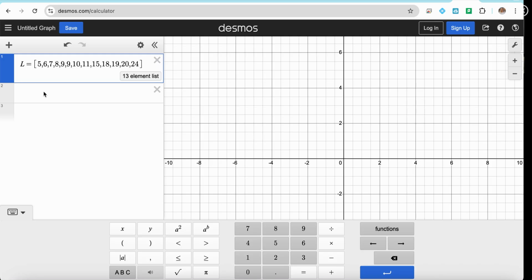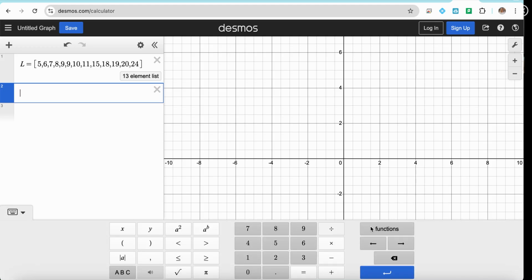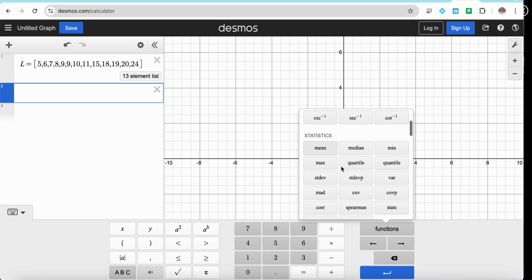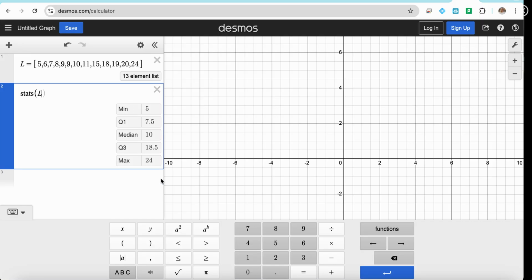Okay, so now we were asked to find the 5-number summary. As a reminder, find that keyboard. If it's not showing, pop it up. Go to Functions. Under Statistics, we're just going to hit this Stats button and then type L. There's my 5-number summary. So I'm going to write those down on my page. So our minimum is 5. Q1 is 7.5. Median is 10. Q3 is 18.5. Max is 24.